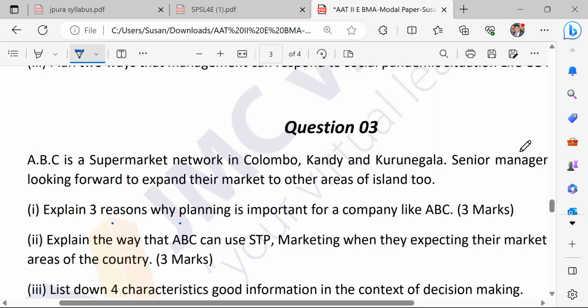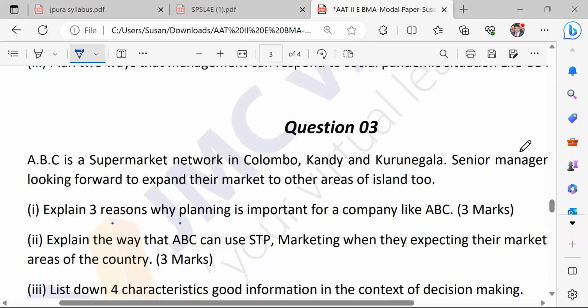Explain 3 reasons why planning is important to a company like ABC. Why planning is important? Then you have to read the lesson on planning. We have discussed a lot about planning, about the rational model, and we have said that there are some natures of planning. Why planning is important? Then you have to explain 3 reasons.